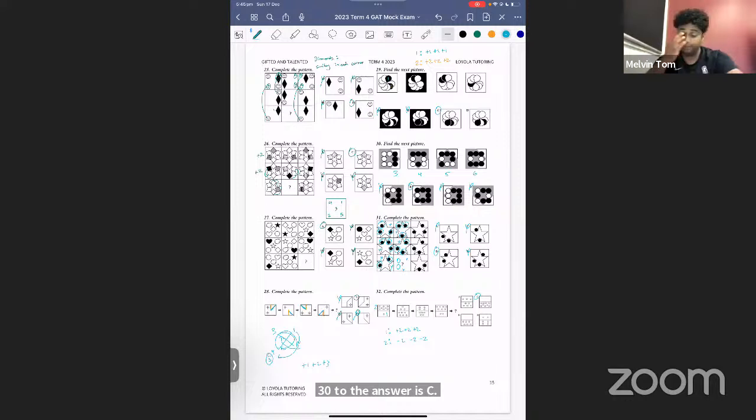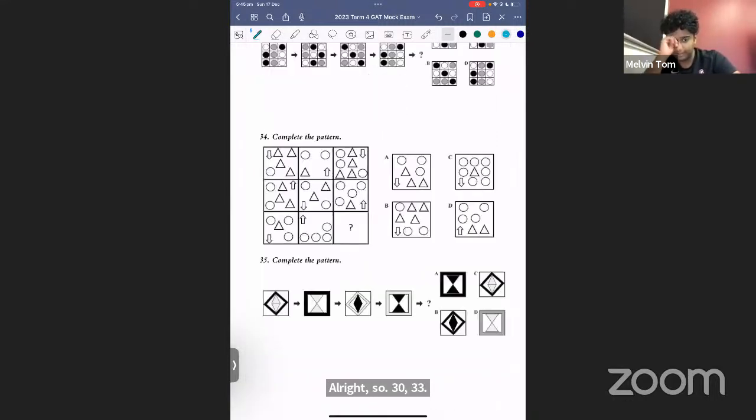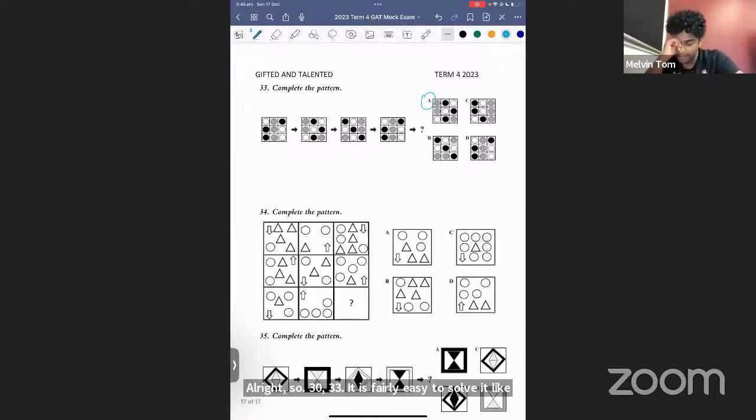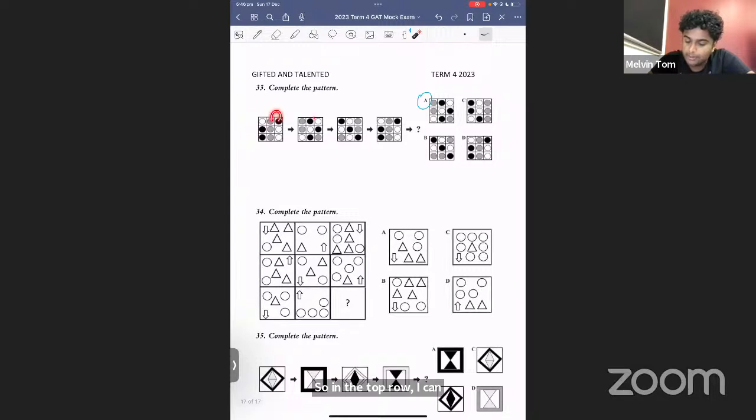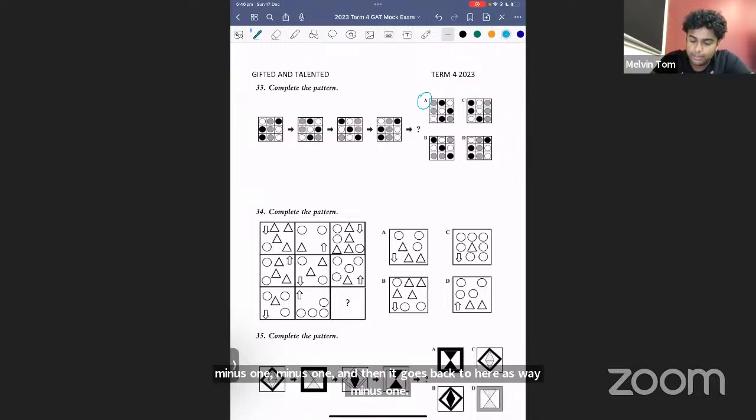All right. So 33, it is fairly easy to solve it like that. Now, if you want to know how the pattern works, let's take a look. In the top row, I can see that this black dot is going -1, -1, and then it goes back to here, and it's going -1. So the top row is going left 1.